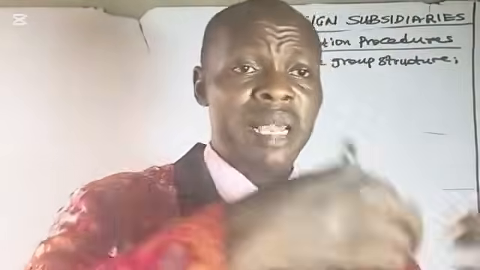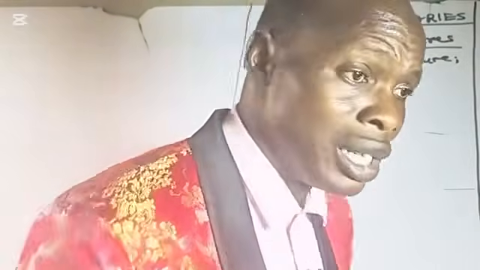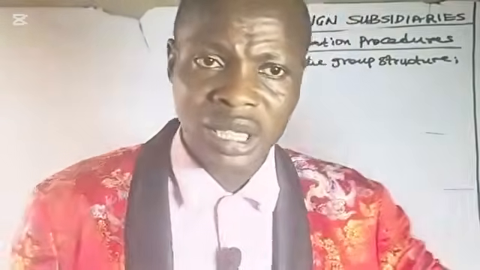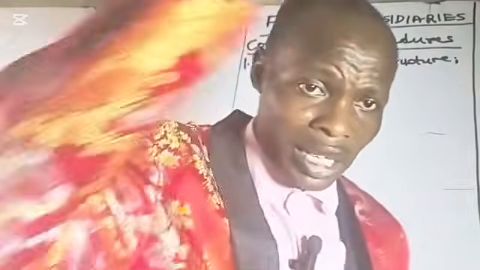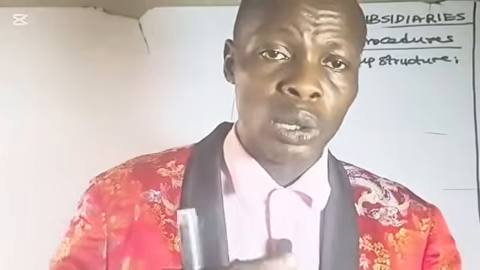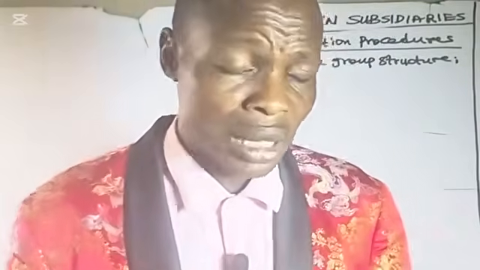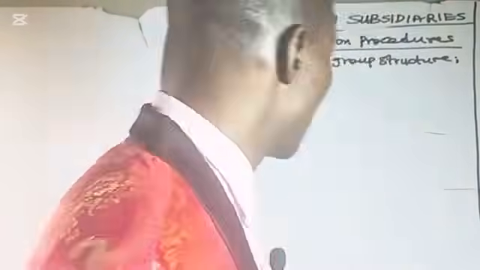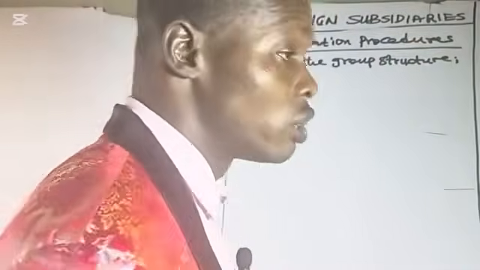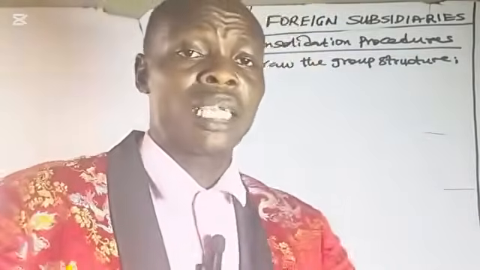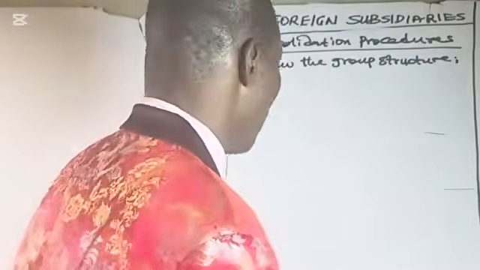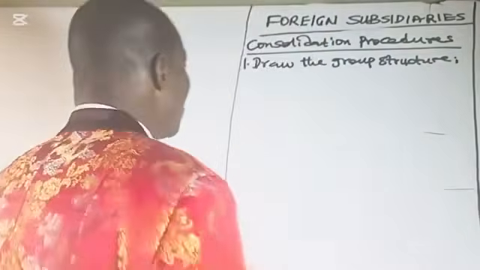Then we can also have a mixed group. A mixed group is also a form of sub-subsidiary, but the parent will have both direct and indirect control. So the effective interest will comprise both the direct and indirect interest. That is a mixed group or a D-shaped group. The first step is to draw the group structure, the diagram that shows the relationship between the members of the group.